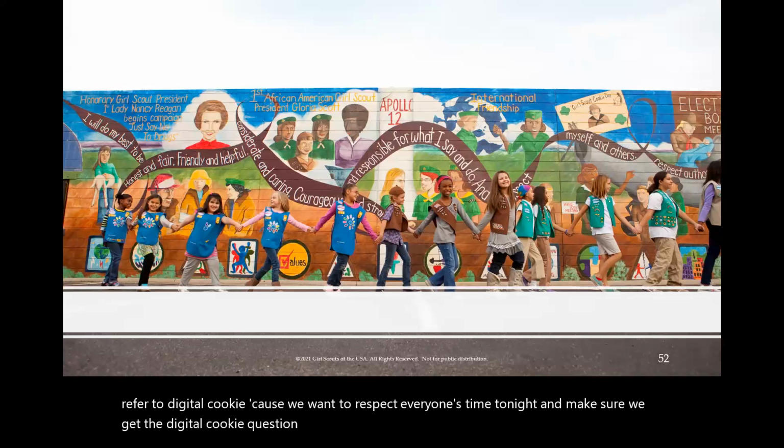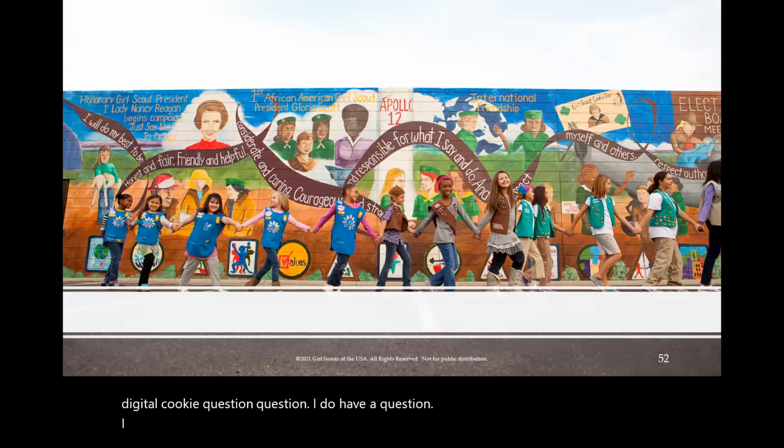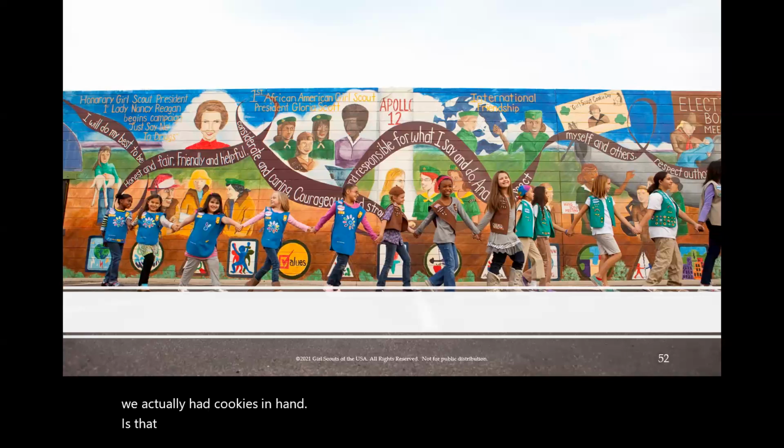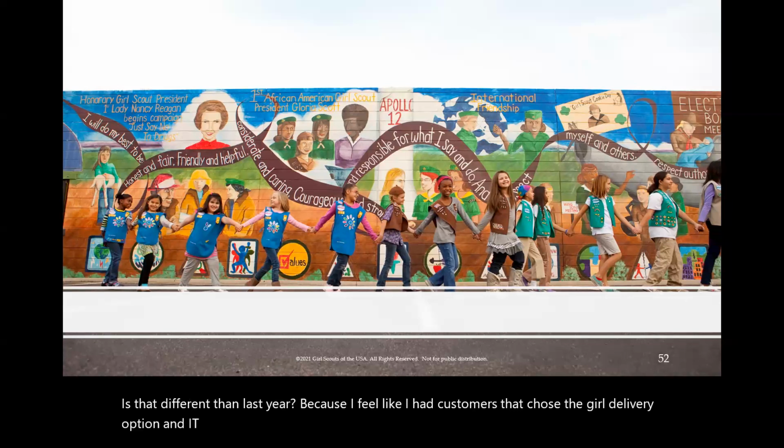I do have a question. Go ahead. I have a question about, you said girl delivered orders weren't going to be turned on until we actually had cookies in hand. Is that different than last year? Because I feel like I had customers that chose the girl delivery option early on in selling, so it was included in the initial order. So is that changed?